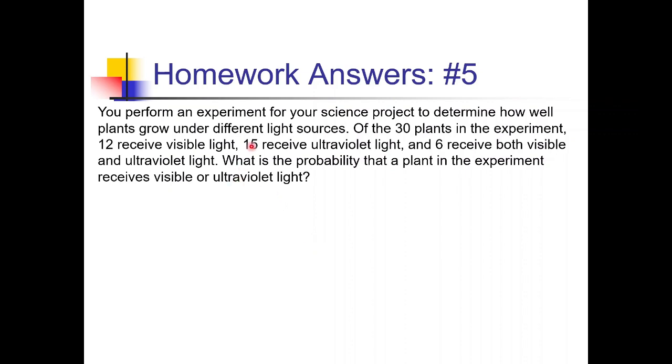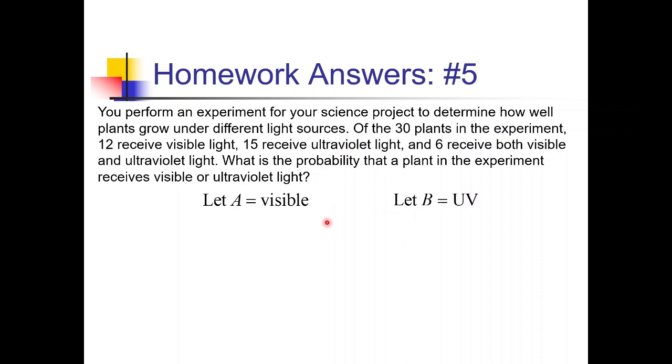So for this problem, we're performing an experiment for a science project to see how well plants grow under different light sources. We have 30 plants in the experiment, 12 receiving visible light and 15 ultraviolet light. And then we have 6 that receive both. We want the probability that a plant receives visible or ultraviolet light. So we're looking for a P of A or B kind of situation. So let's identify our events. One possibility, we'll call it A, is that we get visible light. The other, which we'll call B, is the ultraviolet, the UV.